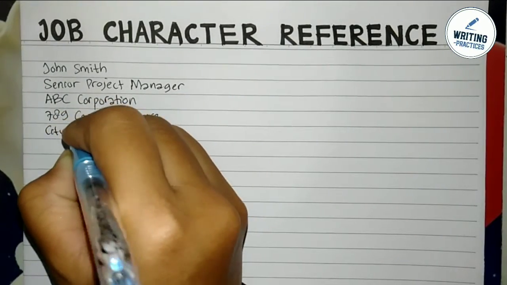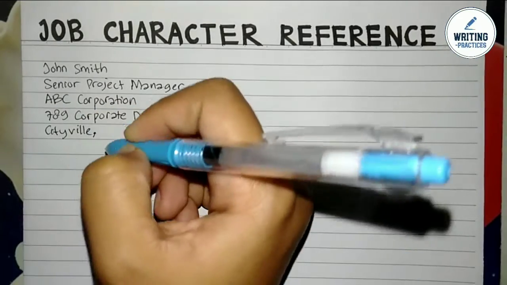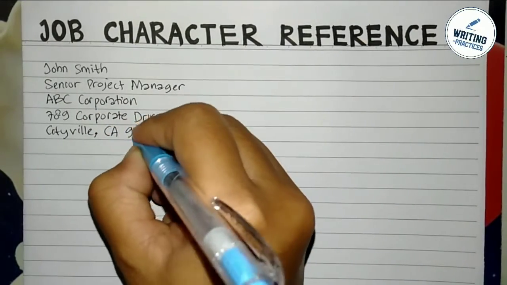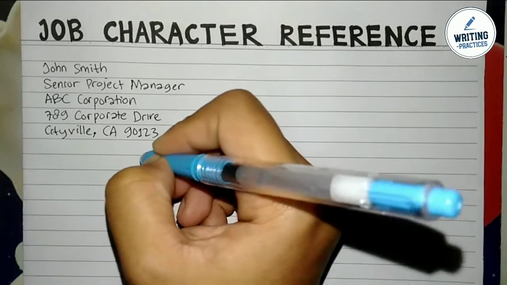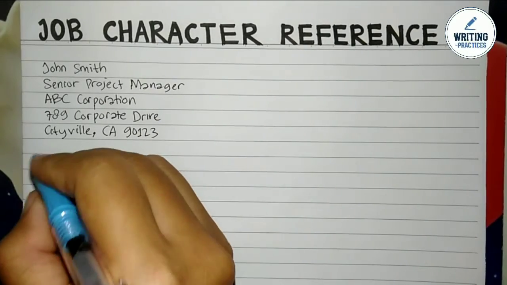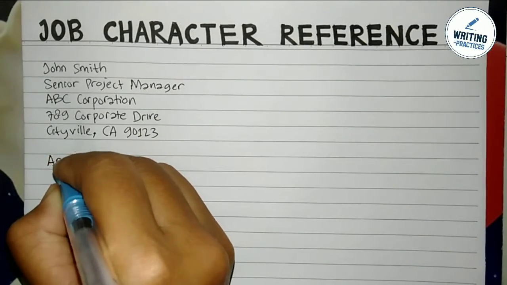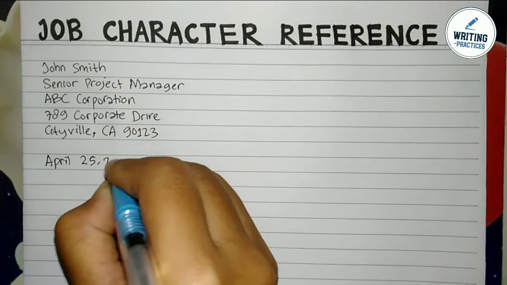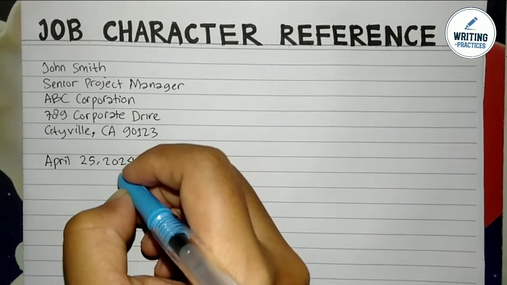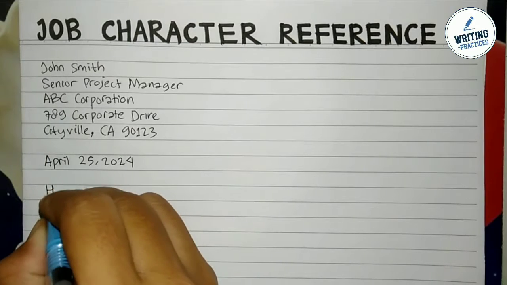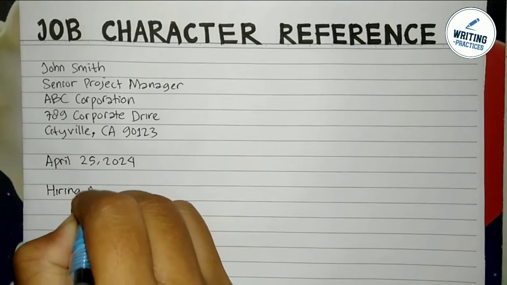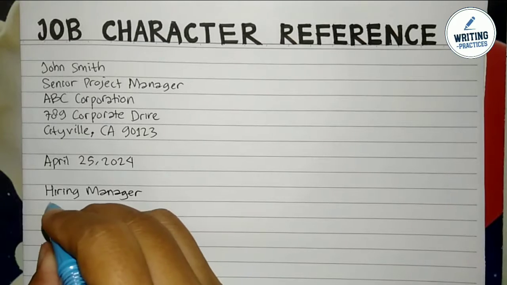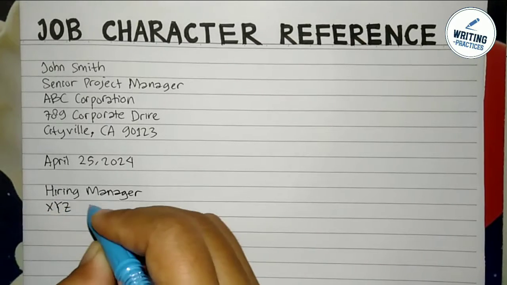Check this out. First of all, you need to write your full name. Under it, write your job position or occupation in the company. In this case as Senior Project Manager. And then write your company or organization name. After that, write your organization address. When you do it, don't forget to mention the number, street name, city, state, and zip code. And now, write the date of the letter. You can use the format of month, date, and year.